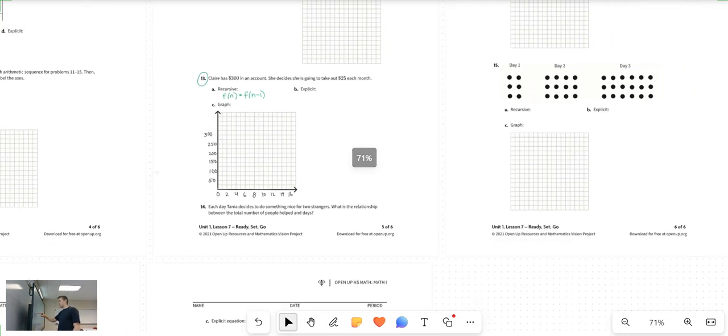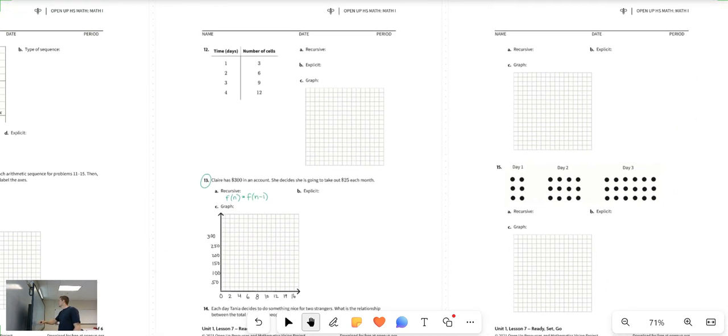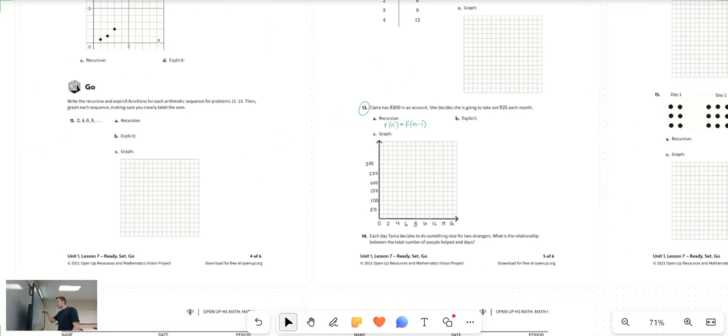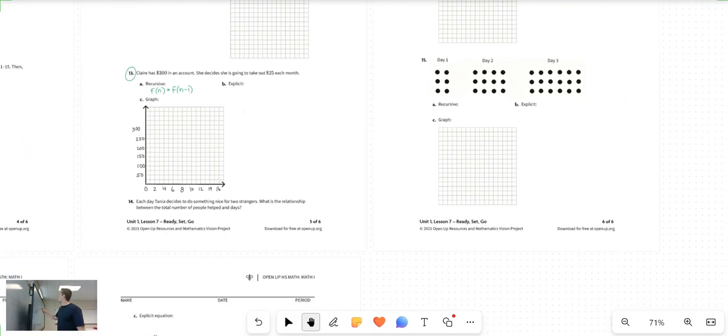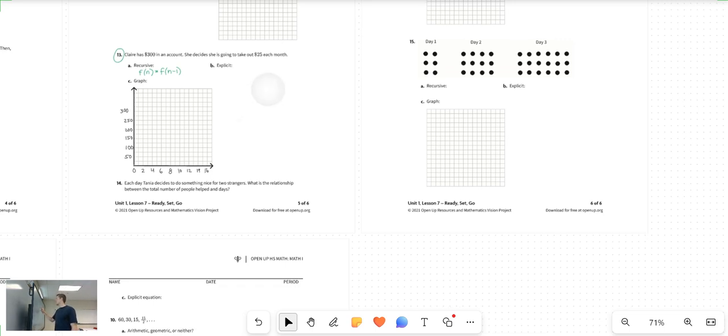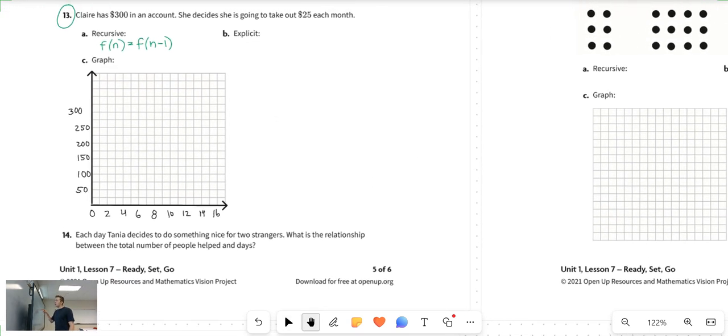Before we decide on that, let's see. What does it say? Does it give explicit instructions here? Write the recursive and explicit functions for each sequence. Oh, it tells us that they're arithmetic. That's good. Then graph each and label the axes. All right, so it doesn't actually say whether we should say that 300 occurs at month 1 or at month 0. So I'm going to say it happens at month 0. So anyway, here we go.